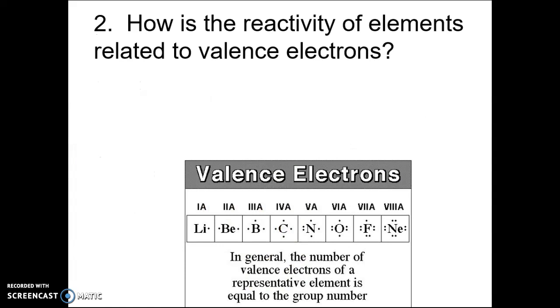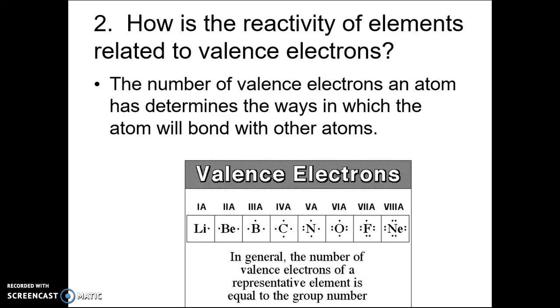Question 2, how is the reactivity of elements related to valence electrons? Well, really the reactivity of elements has everything to do with valence electrons, because the number of valence electrons that an atom has, that's what determines the ways in which the atom is going to bond with other atoms.